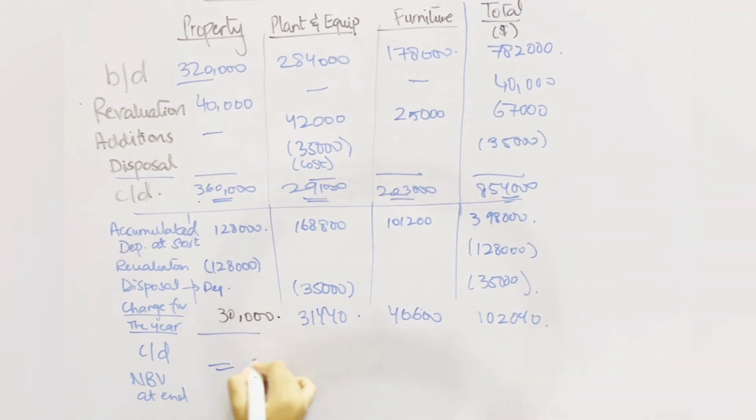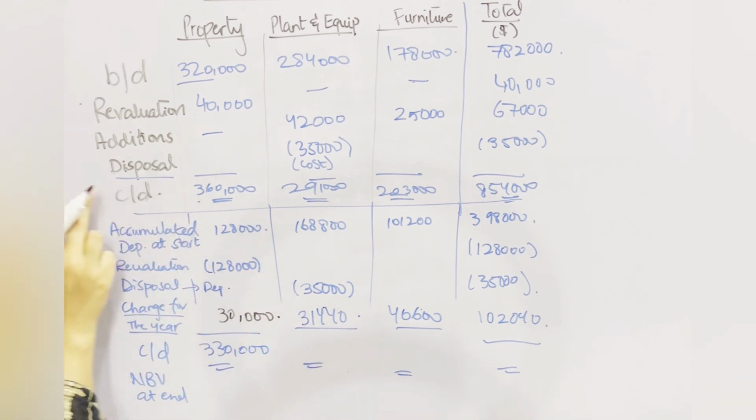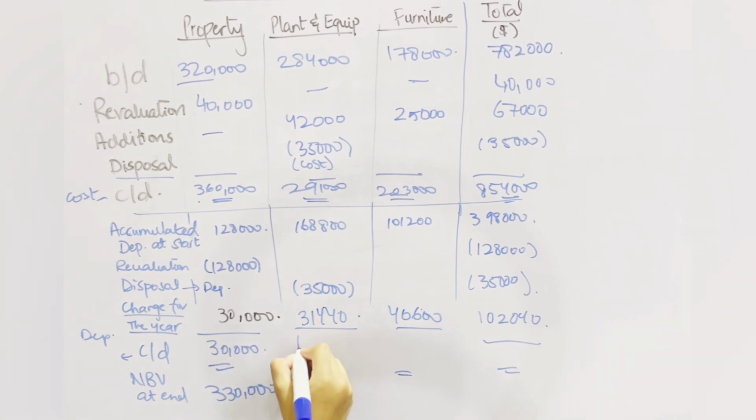You can now calculate the carry downs, and we will finally calculate the net book values. Is that clear? So the ending balances are 330. How do you get this? This is the carry down, the cost at the end, and this is the depreciation at the end. So cost minus depreciation. You can total all the columns and write the amounts.